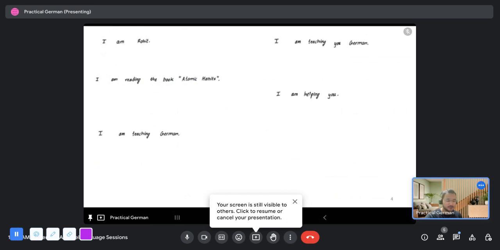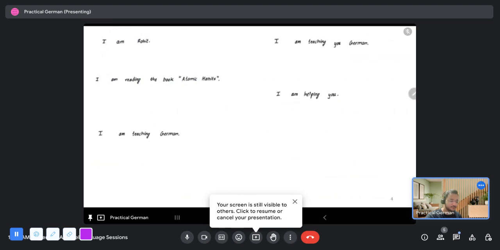Let's talk about this one. I am reading blah blah. To find blah blah, you will say what are you reading, okay? So now you're not using who, you're using what, and you're saying what are you reading. So what and reading, okay? Focus on this. Let's talk about this one. I am teaching German, okay? So I am teaching blah blah. To find that blah blah, you will say what are you teaching, okay?